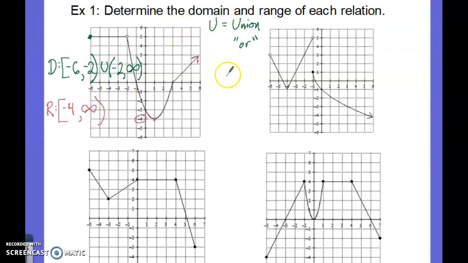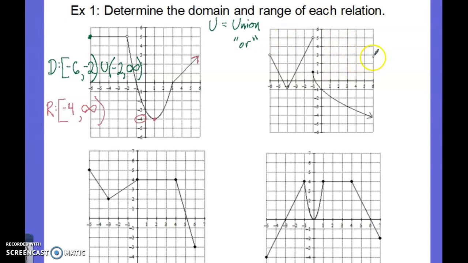I guess I should point out that anytime you write infinity, it's a parenthesis. And there's a reason for that. Something about being bounded or unbounded. You don't need to know that, but for sure we want to say infinity there.